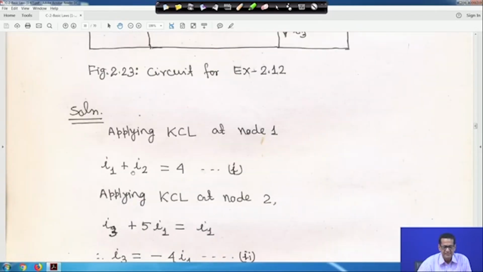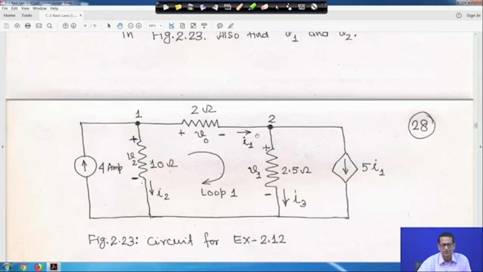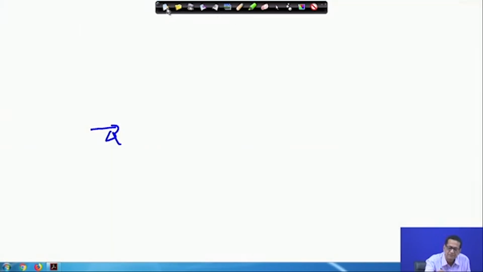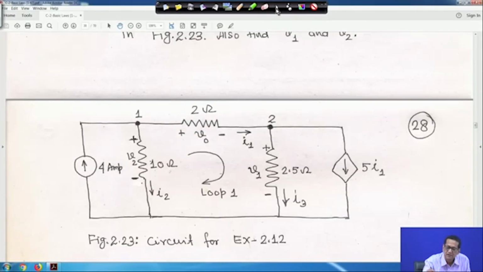If you apply KCL, I1 plus I2 is equal to 4, because this is a 4 ampere current source. This current of 4 ampere is entering here, and I2 is leaving, I1 is also leaving. So incoming current 4 is equal to I1 plus I2. So, I1 plus I2 is equal to 4. Let me clean this one.